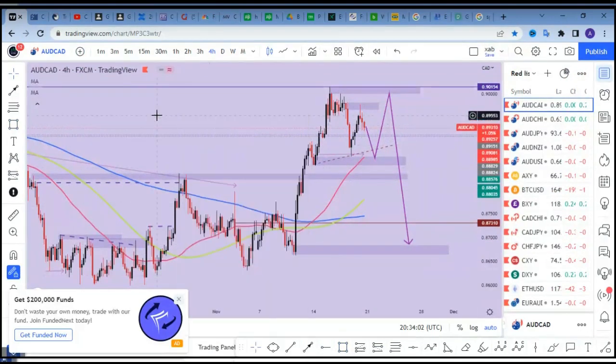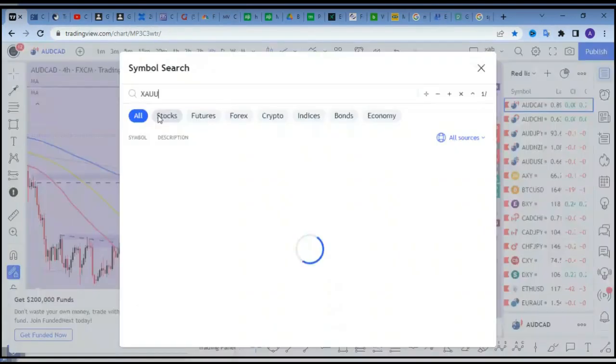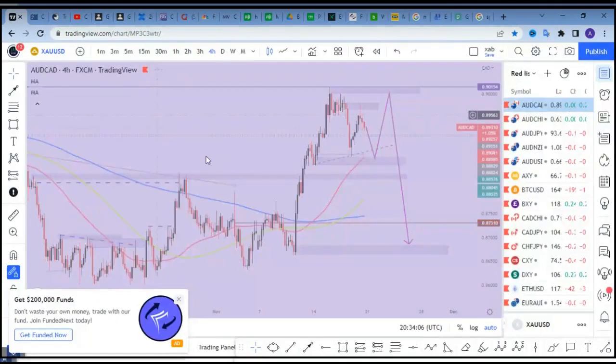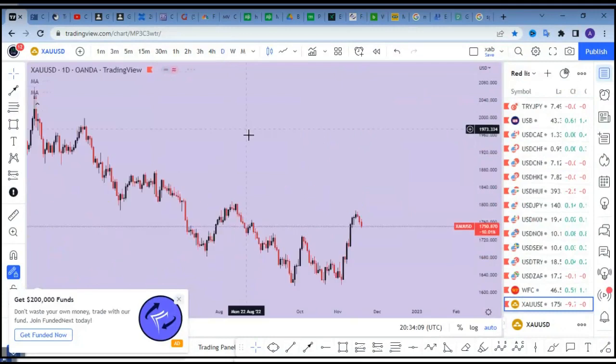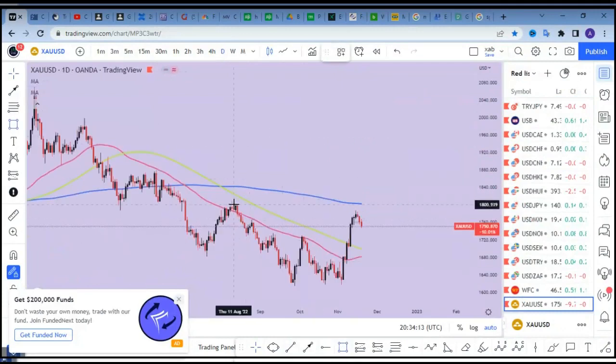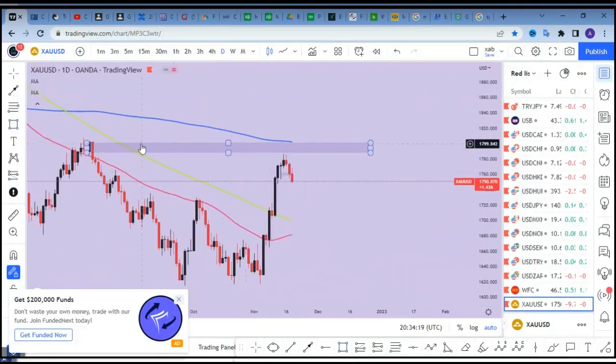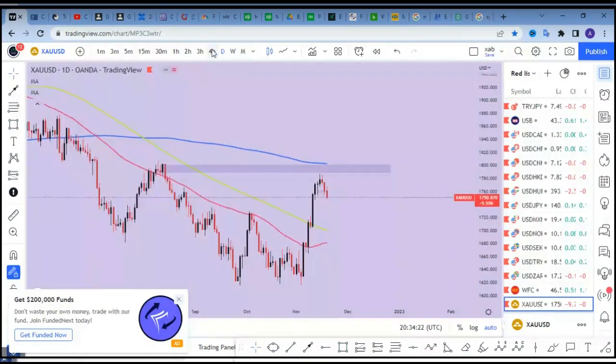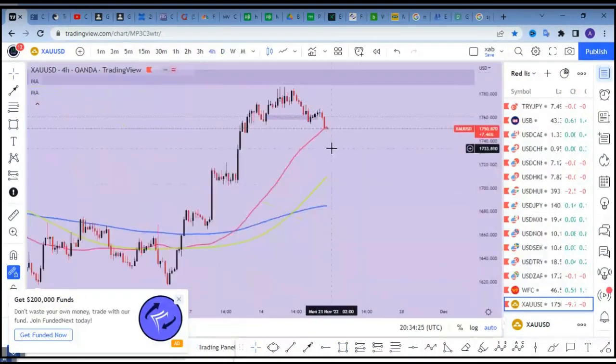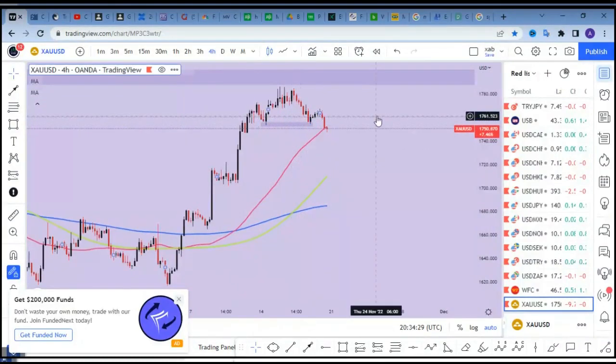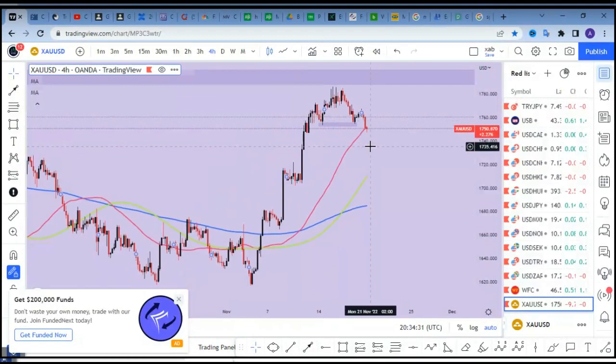And then finally, based on your request, we're going to be looking at gold, XAUUSD. We can all see gold executing a perfect dump, or let me say semi-perfect dump. Liquidity grab from that zone.